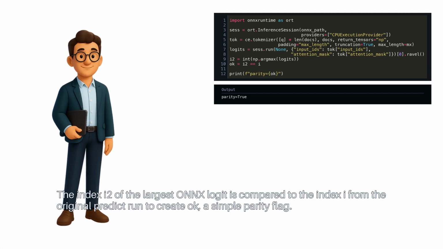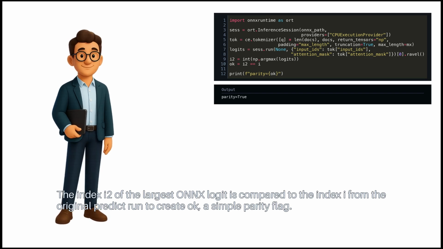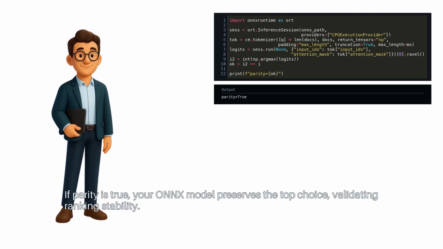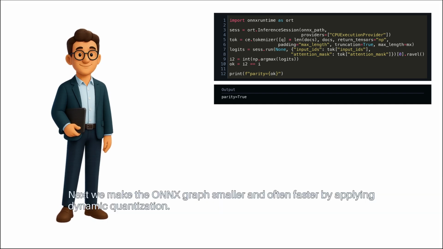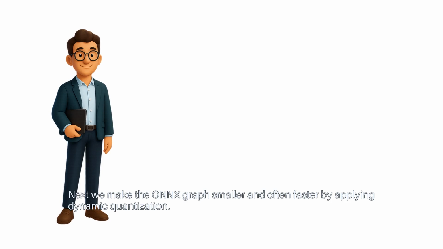The index I2 of the largest ONNX logit is compared to the index I from the original predict run to create OK, a simple parity flag. If parity is true, your ONNX model preserves the top choice, validating ranking stability. Next, we make the ONNX graph smaller and often faster by applying dynamic quantization.